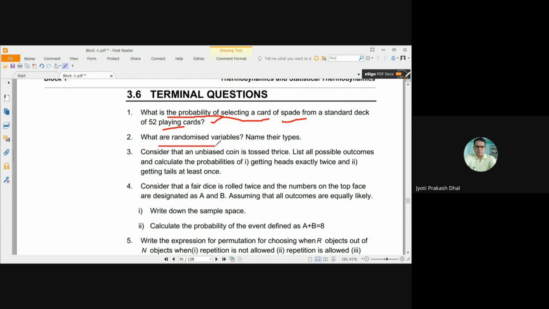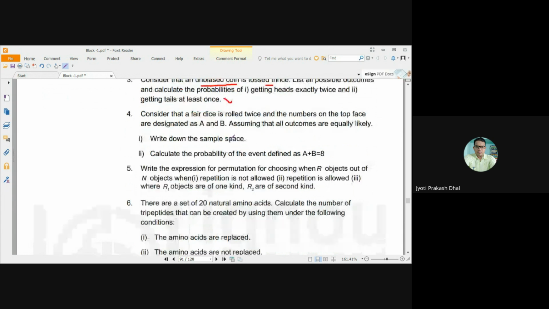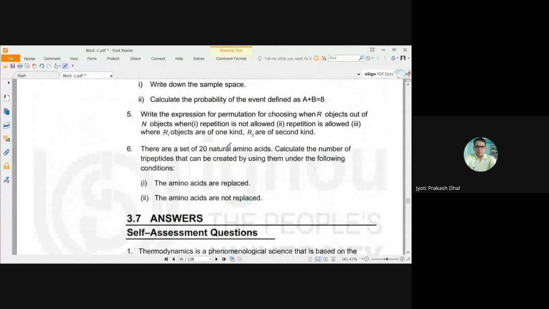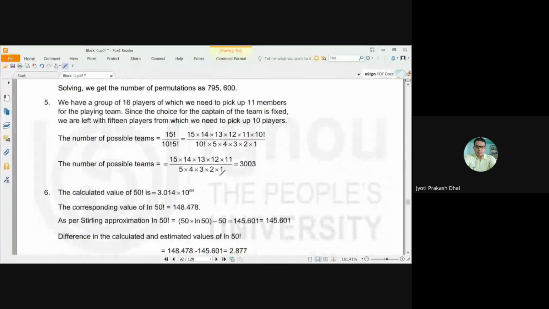What are normalized variables? Name their types. And consider an unbiased coin is tossed thrice. List all the possible outcomes and calculate the probability of getting heads exactly twice and getting tails at least once. So these are the questions you have to solve. Very interesting questions.